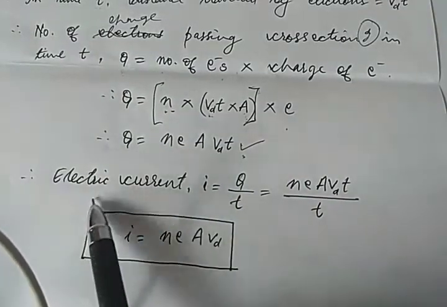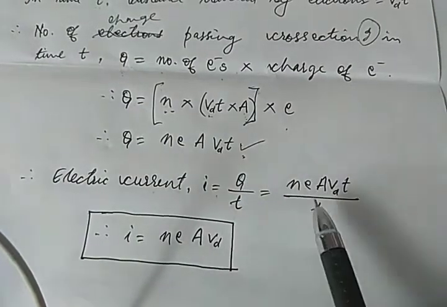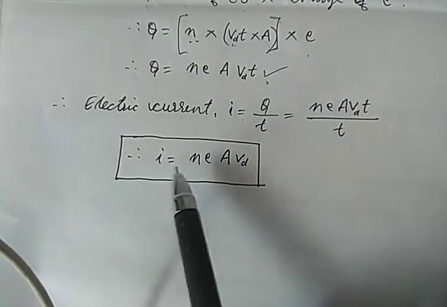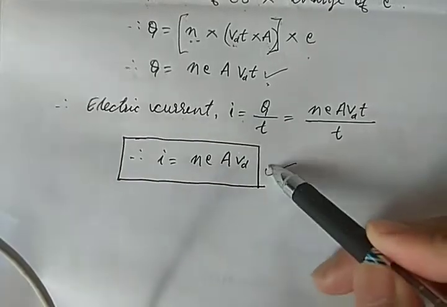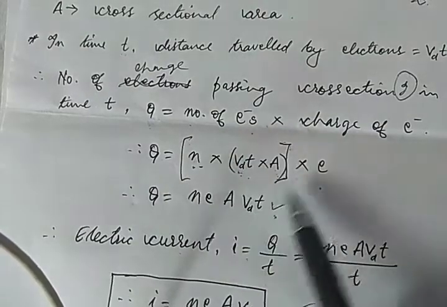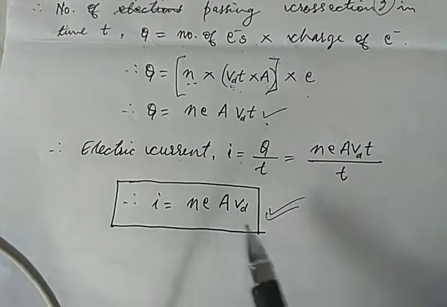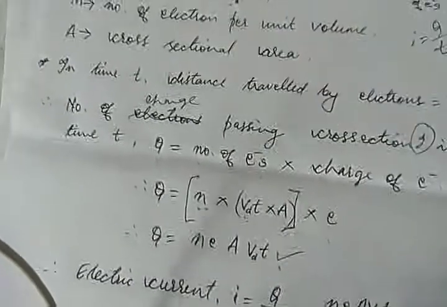Once we found this, calculating the current is not a big deal. The electric current flowing, I, will be q by t, which is n e A Vd t divided by t. So therefore current is n e A Vd. This is a very, very important relation. If you don't understand how we calculate this, do let me know. So the current is n e A Vd, a very important derivation for you all.